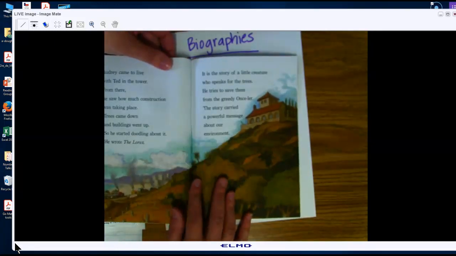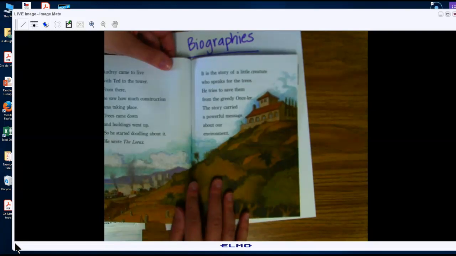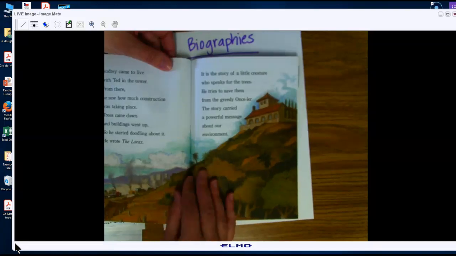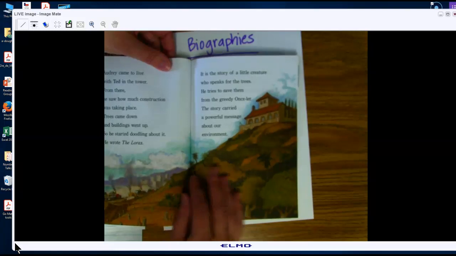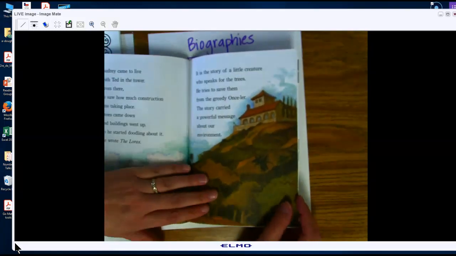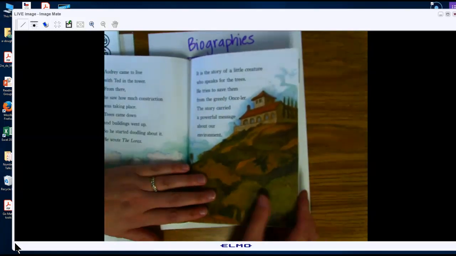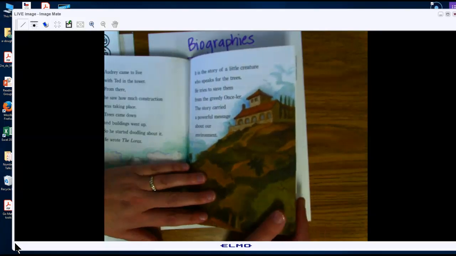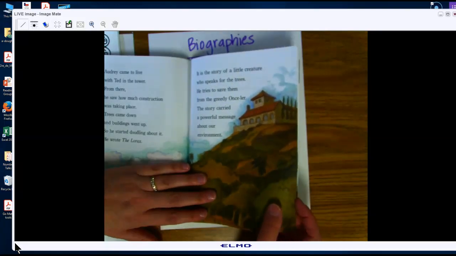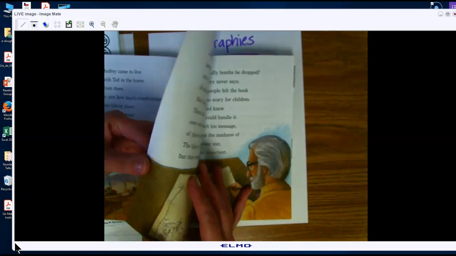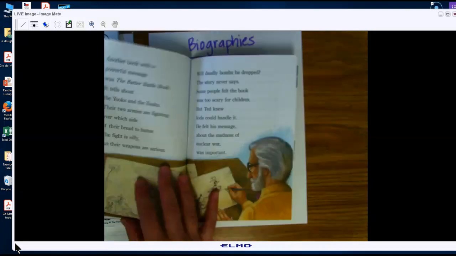Audrey came to live with Ted in the tower. From there, he saw how much construction was taking place. Trees came down and buildings went up. So you know what story is about things getting cut down? What is it, Emery? The Lorax. So he started doodling about it, and he wrote The Lorax. It is a story of a little creature who speaks for the trees. He tries to save them from the greedy Once-ler. The story carried a powerful message about our environment. It's a long book, isn't it?